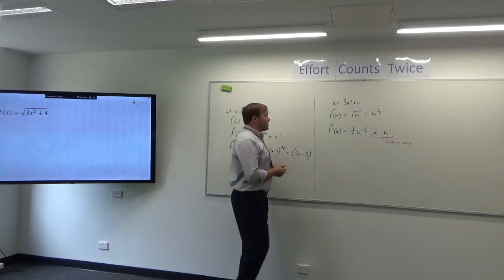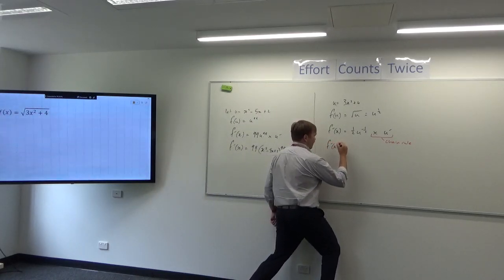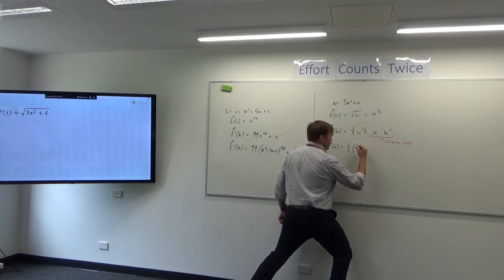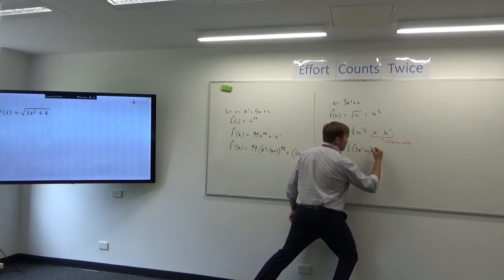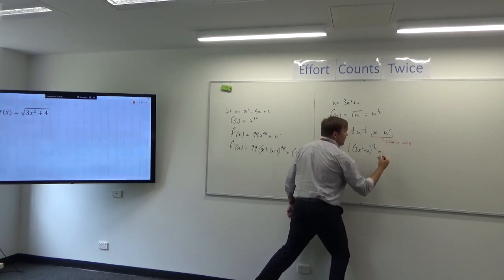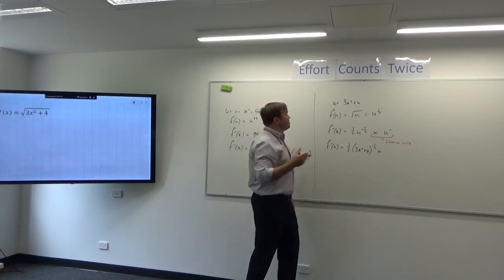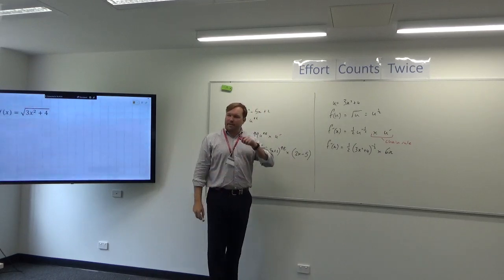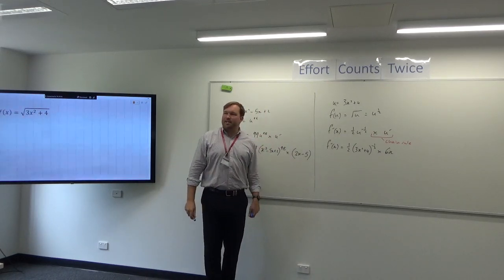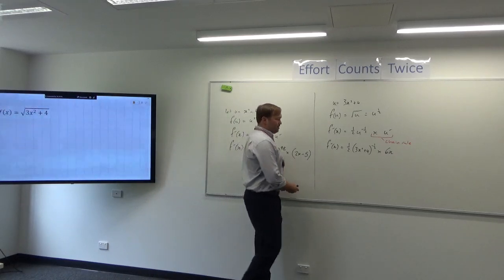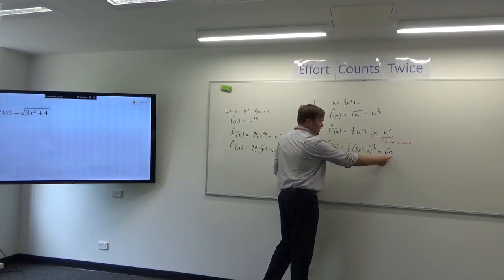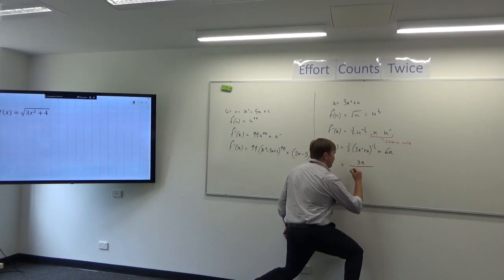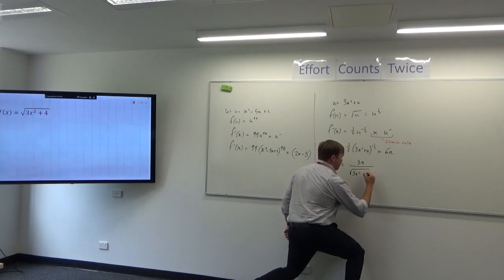Now let's stitch those components together. F dash x is a half the original u, so 3x squared plus 4 to the minus a half, multiplied by u dash, and we have u dash is just 6x? And no real need for brackets. Now, this is one of those cases where the examiners could ask you to show that, and this half would combine with that quite nicely, and you might see this written as 3x over root 3x squared plus 4.